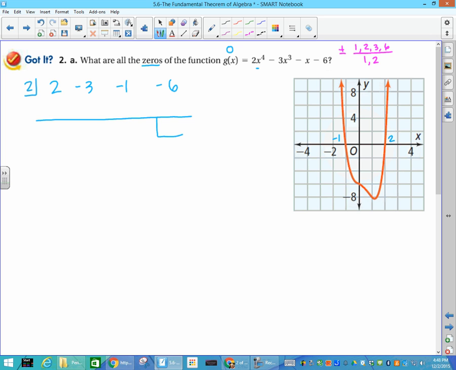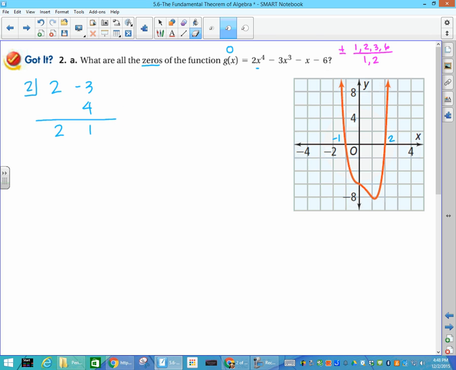All right, I bring down my 2. 2 times 2 is 4. Negative 3 plus 4 is 1. 2 times 1 is 2. Negative 1 plus 2 is 1. And 2 times 1 is, I did something wrong. Y'all aren't here to help me. Hope y'all figured out what I did wrong, or maybe you've been yelling at me for the last 5 minutes and I didn't know it.